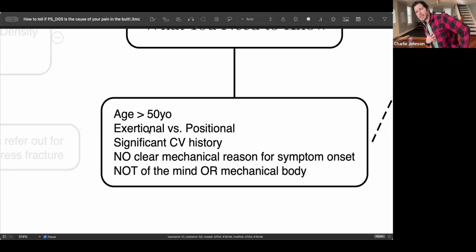Symptoms went away. Now I keep walking, or actually further exerting ourselves. Oh, and now the pain comes back. So it's positional dependent, not exertional dependent. Go back and watch that again if you need to.